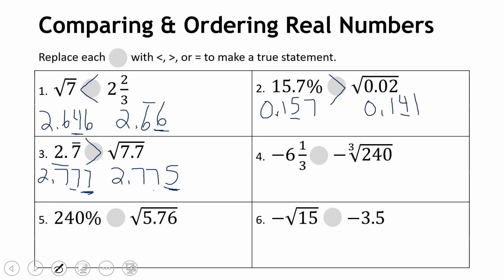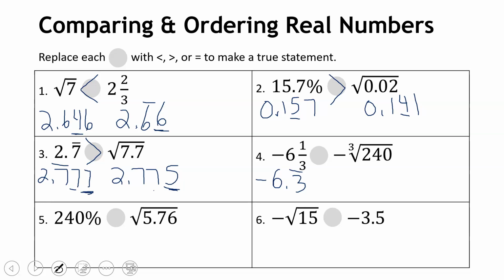In number 4, we need to be careful because we're dealing with negative numbers. Remember that negative numbers are to the left of the 0, and as you are moving to the left on a number line, your numbers are getting smaller. As you're moving to the right on a number line, your numbers are getting larger. So -6 1/3 is equal to -6 3/10 repeated. Again, that's a fraction that you probably know. If not, you can use 1 divided by 3 on your calculator.